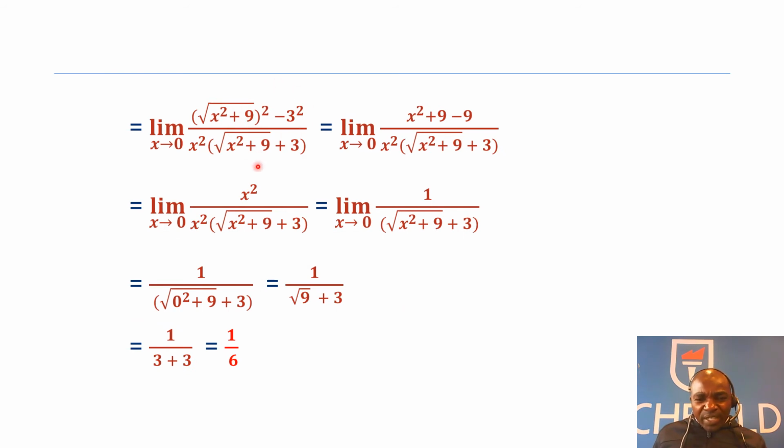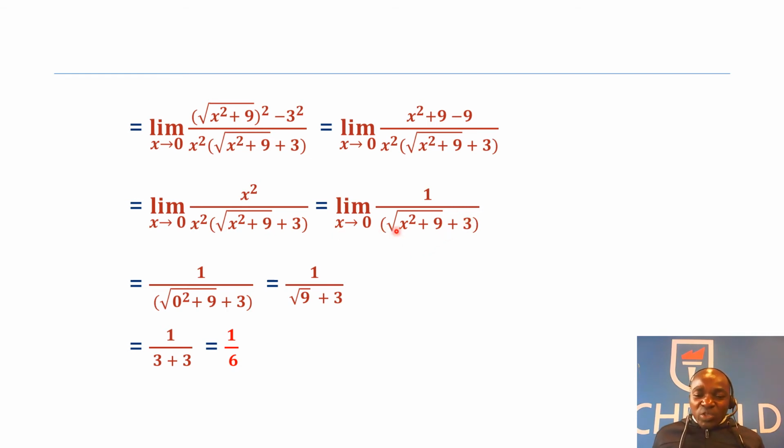When we solve this expression, it reduces to x squared plus 9 minus 9 on the numerator, and on the denominator we retain the same expression that we have, which is x squared times the square root of x squared plus 9 plus 3. Now x squared plus 9 minus 9 reduces to x squared as our numerator. So we've got x squared on the numerator and x squared on the denominator. We can cancel the x squared on numerator and denominator, and we're going to be left with the limit of 1 divided by the square root of x squared plus 9 plus 3, where x approaches 0.